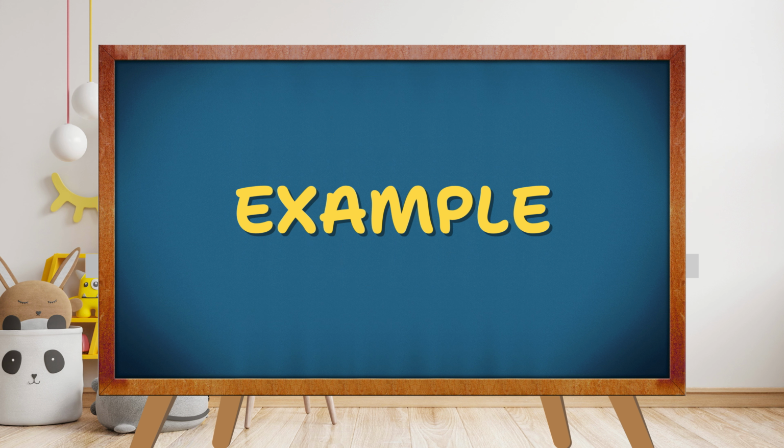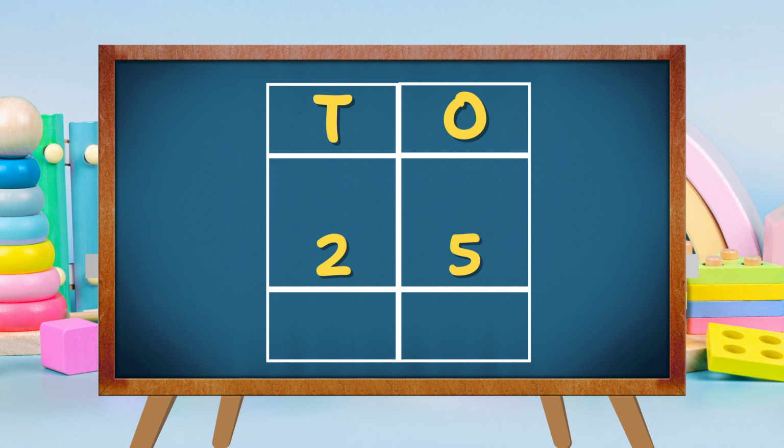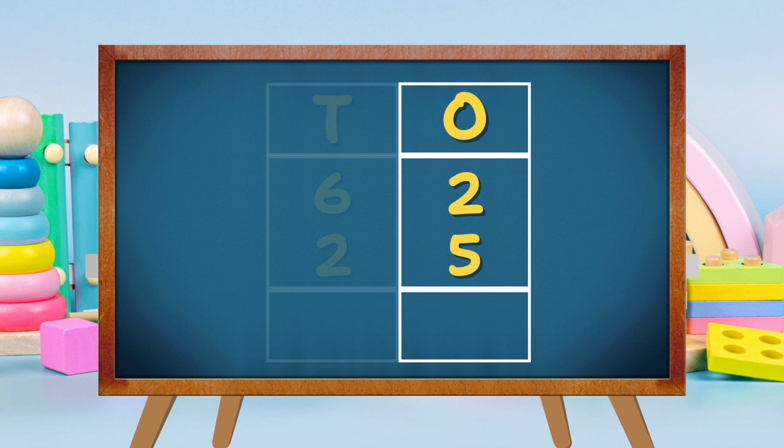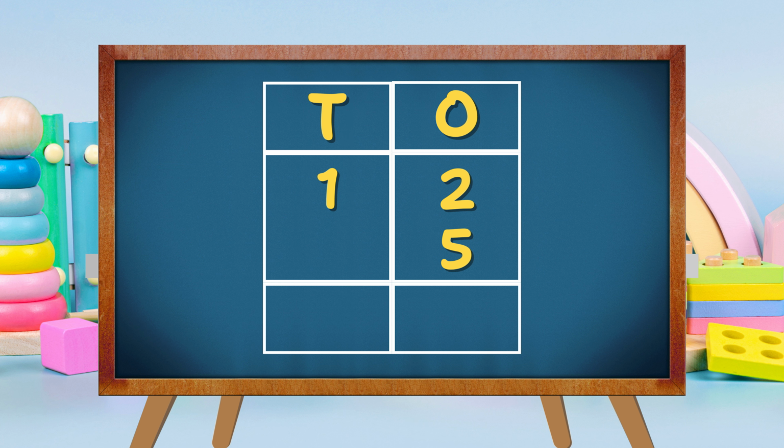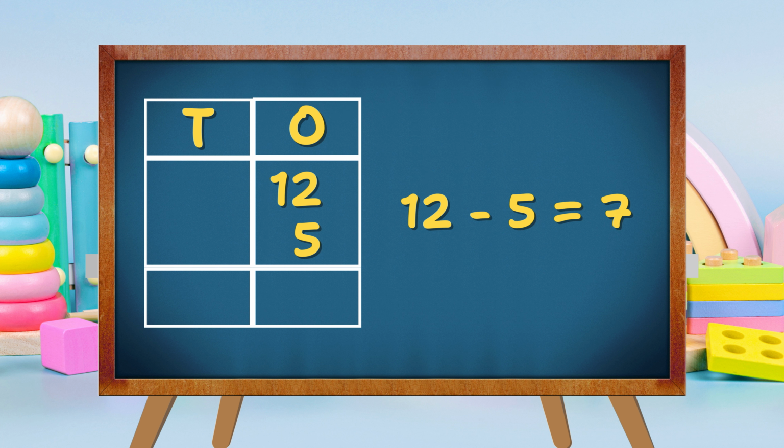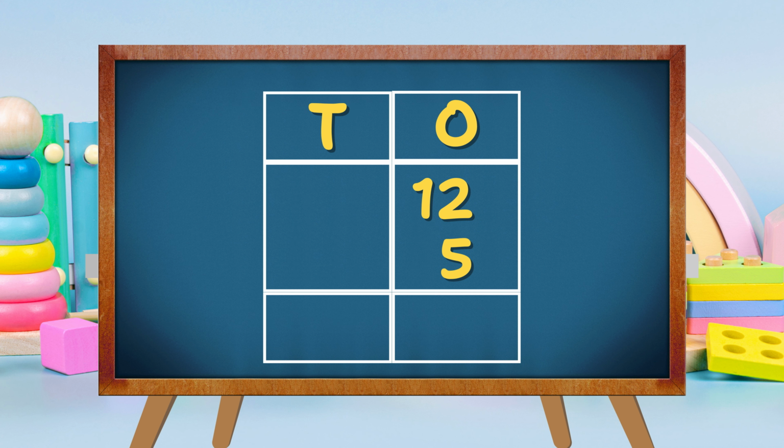Let's try one more example. Subtract 25 from 62. In the ones column, we cannot subtract 5 from 2 because 5 is bigger than 2. So, we have to borrow 1 tens from the tens column. After borrowing 1 tens, it will be 12 ones, and now we can subtract 5 ones from 12 ones. So, 12 minus 5 equal to 7. We will write 7 at the ones place.